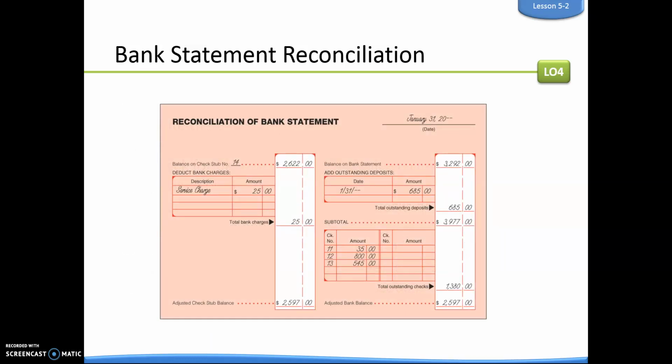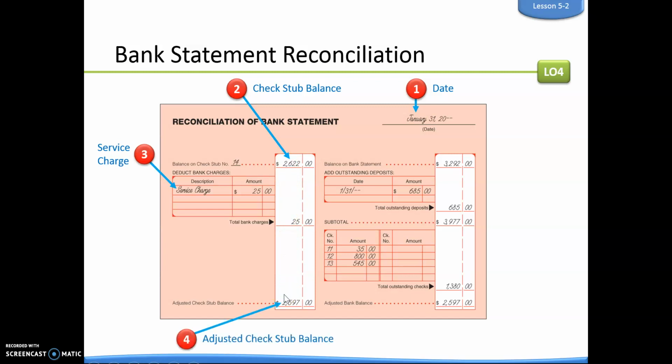So again, as I stated, on the left-hand side is a reconciliation for our bank statement, for our records as the check stub, and then we have the adjusted bank balance on the right. So again, we put our date at the top. Here's our next unused check stub. Check number 14 says that we should have a cash balance of $2,622. But the bank charged us a service charge, according to our bank statement, of $25. So we technically need to deduct that from our checking account. And so you can see our adjusted check stub has a balance of $2,597.